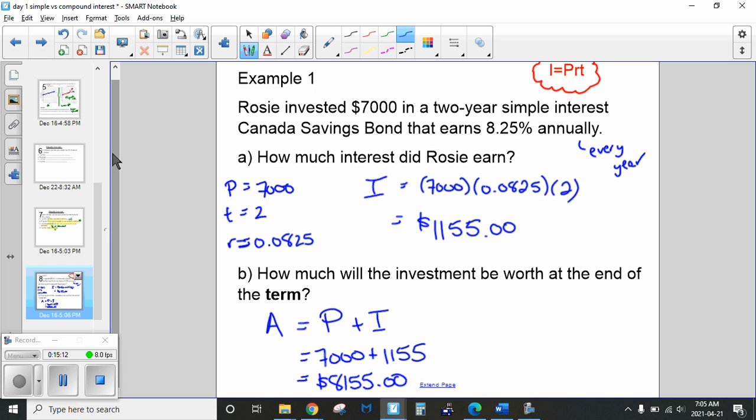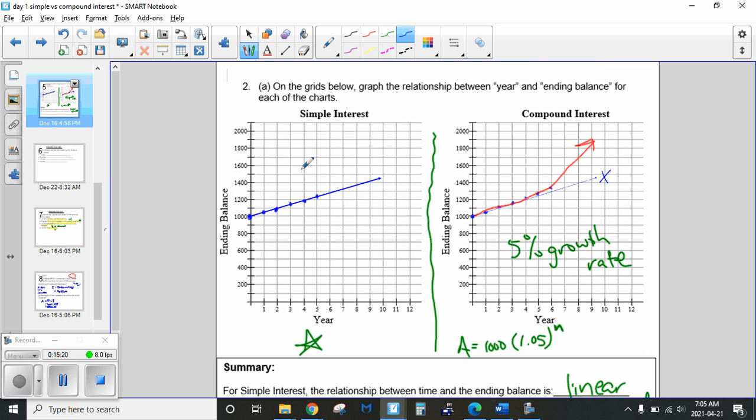All right, so there's example 1, simple interest. You'll notice that this equation has no exponents in it. This is the linear one, graph number 1, where we're growing our amount of money with steady linear growth, the same amount every year. So we don't need an exponent in this equation.